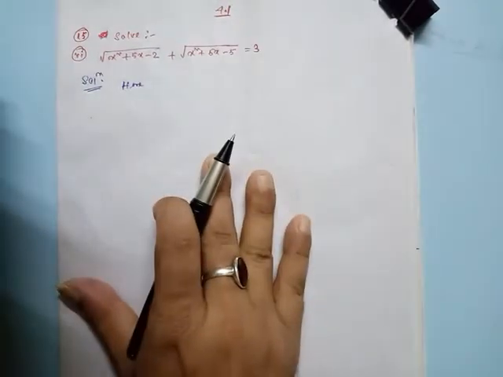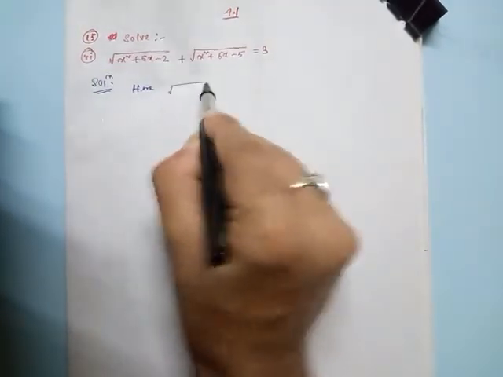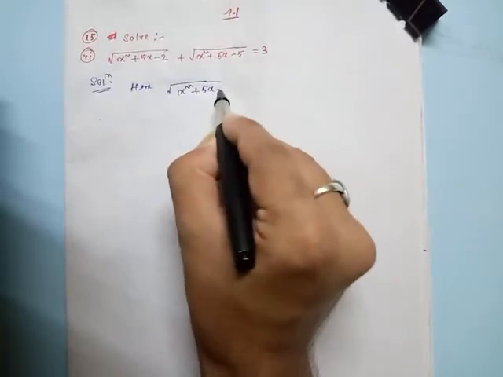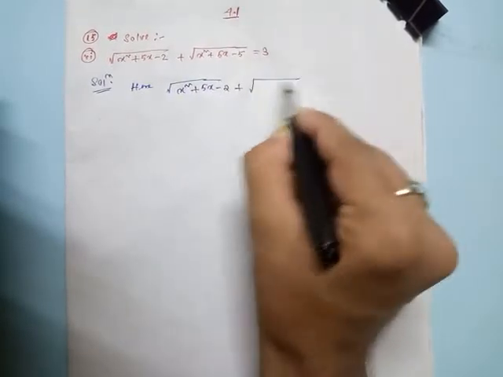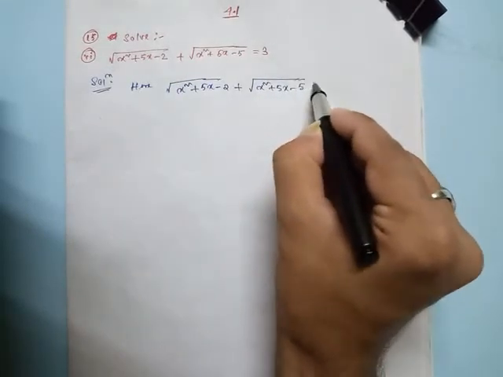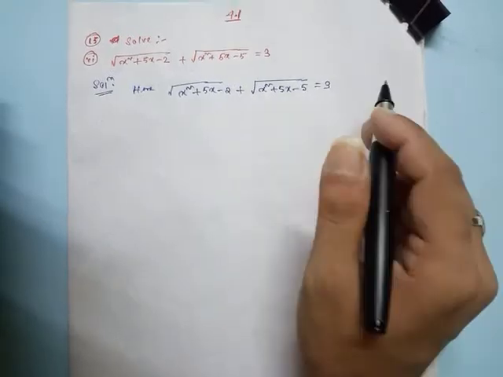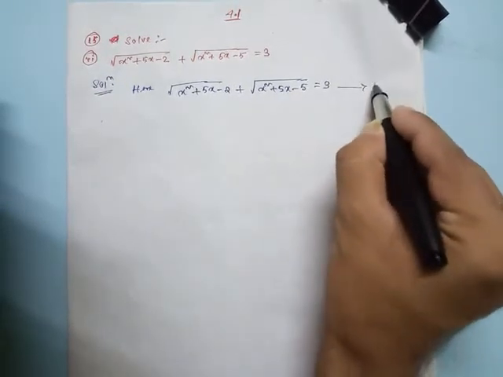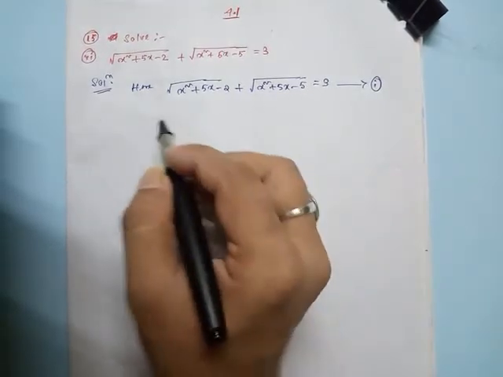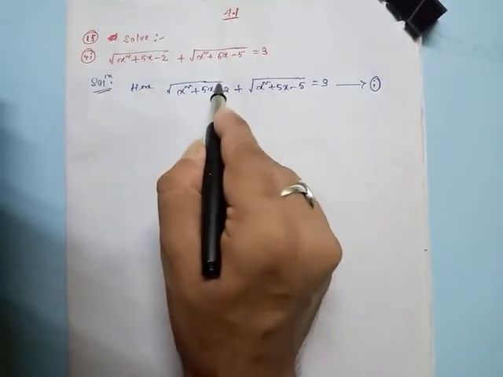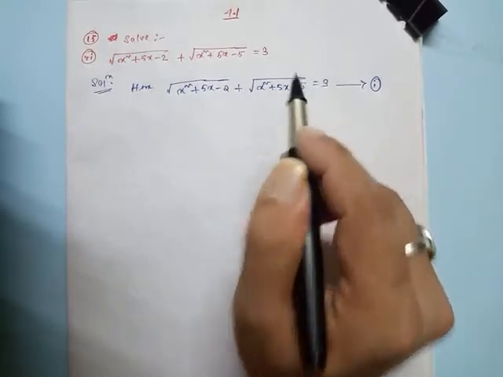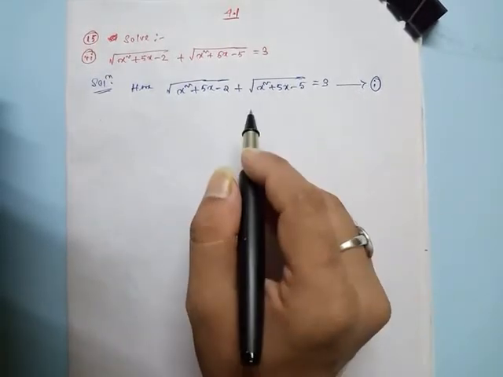Here we'll write this equation: root over (x square + 5x - 2) plus root over (x square + 5x - 5) equal to 3. We'll take this as equation number 1. After that, I will write the same equation but without root here. Why am I writing this one? Wait, I am going to show you.